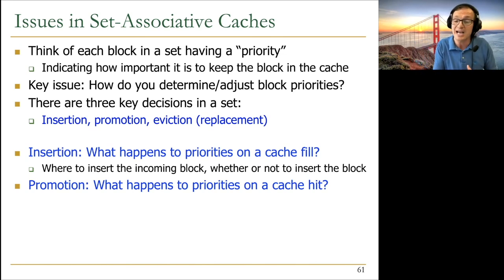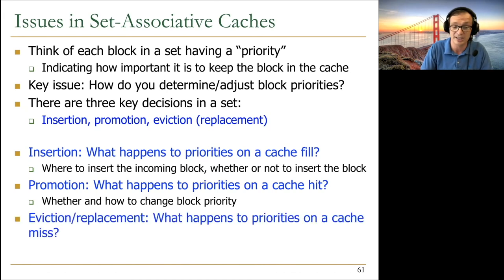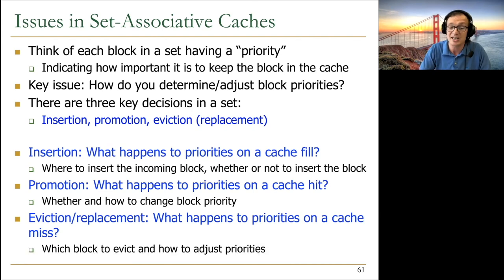I hit this block in the cache. I re-referenced it. So I have more information. What do I do to the priorities? Do you change the block priority? How do you change the block priority? Do you reduce the block priority of other blocks that are not accessed? So there are many design choices over here. And then finally, eviction and replacement. This is what happens to priorities on a cache miss, essentially. When you get a cache miss, which block do you evict? How do you adjust the priorities of different blocks that are in the cache at that point?